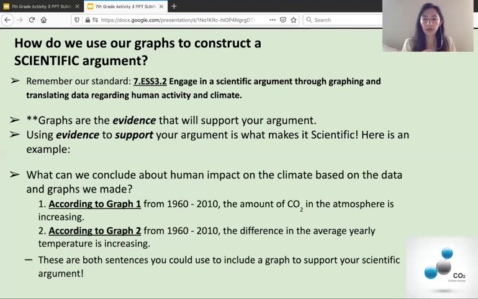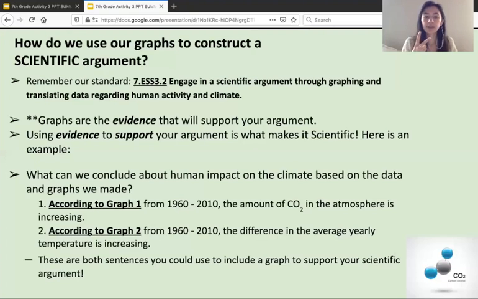I bolded and underlined "according to graph 1" because you always want to cite where your evidence is coming from. You want to be able to pull out your graph and show someone you're talking to, look, this is where CO2 level was in 1960, and here is where CO2 level is in 2010. That will make a huge difference when you are talking to someone or having a scientific argument. You have data, you have evidence to back up what you are saying.